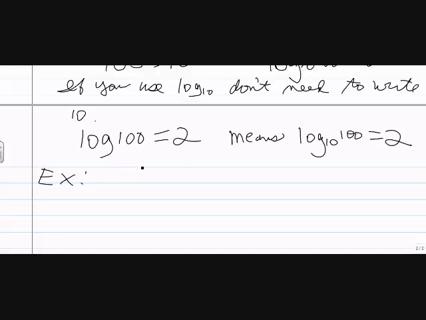Let's start with an exponential. 2 to the 5th power. Anybody know what 2 to the 5th power is? Okay. Let's write this as a log. Log, do I need a base number here? I need a base number. What's my base? 2. What's the next number I write as the argument to log? Log base 2 of 32 equals 5, the exponent.